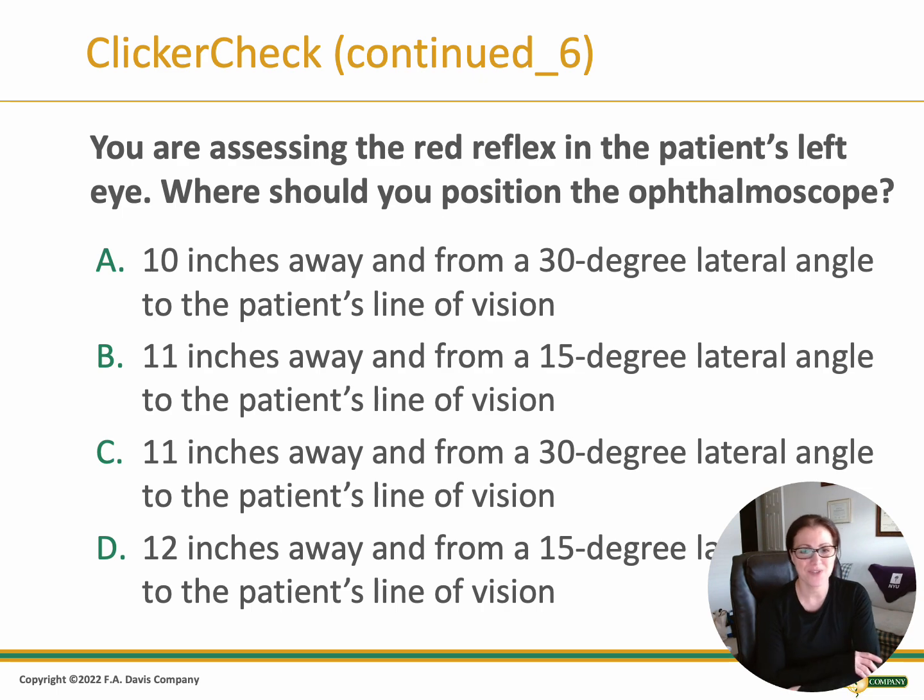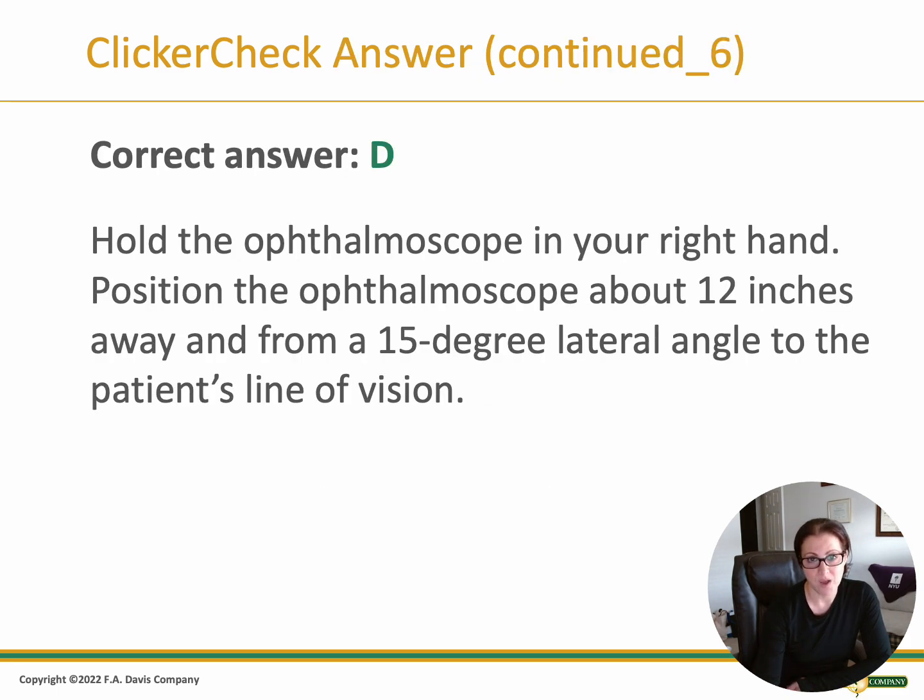And our last question for today: you're assessing the red reflex in the patient's left eye. Where should you position the ophthalmoscope? A, 10 inches away at a 30-degree angle, B, 11 inches away at a 15-degree angle, C, 11 inches at a 30-degree angle, or D, 12 inches at a 15-degree angle. So we know that it's definitely not a 30-degree angle. We said it's 15 degrees, so we can eliminate A and C. And it would be 12 inches at a 15 degree angle. So the answer is D.